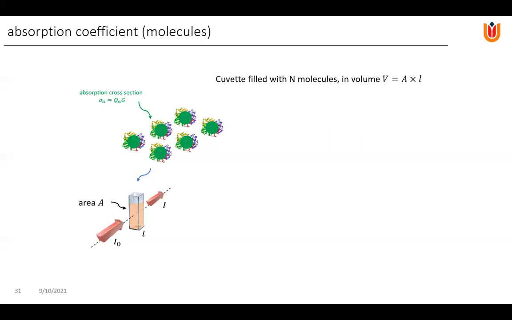Okay, let's go on. So this is where we were. We had a cuvette filled with n molecules. The volume was V, which was an area A times the thickness L. The molecule number density is basically the number of molecules per unit volume, so that would be n over V. That would have units of number per cubic meter, and we can give it a symbol, rho n molecular.